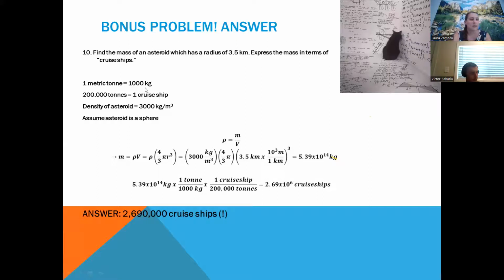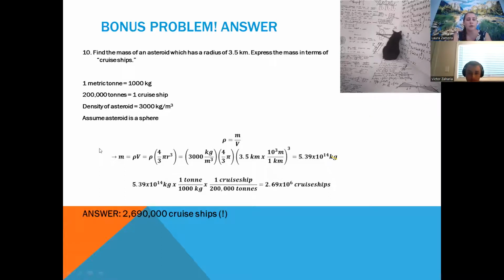So a metric ton is 1,000 kilograms. 200,000 tons is one cruise ship. The density of the asteroid is 3,000 kilograms per meter cubed. And then we're going to assume that the asteroid is a sphere. So like I said, this was a challenge problem because there is a little bit of an extra step. It's not a straight unit conversion problem.